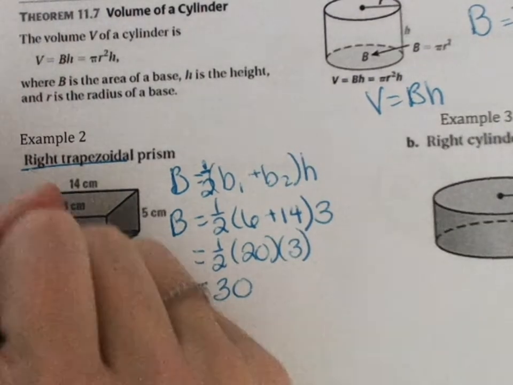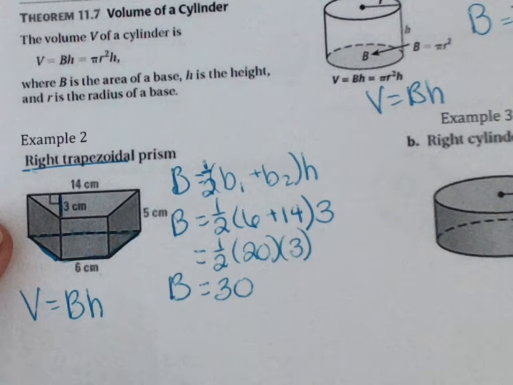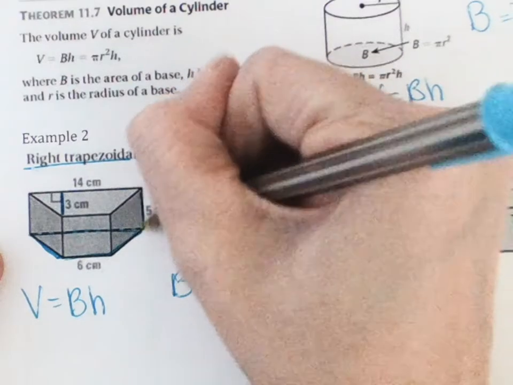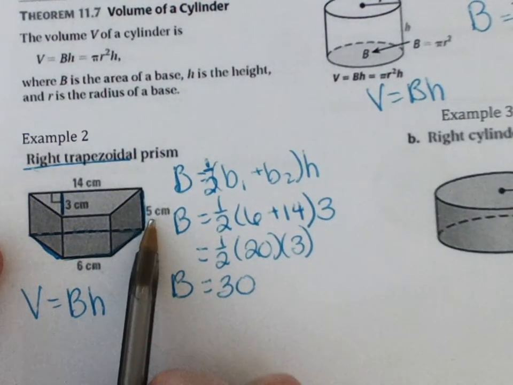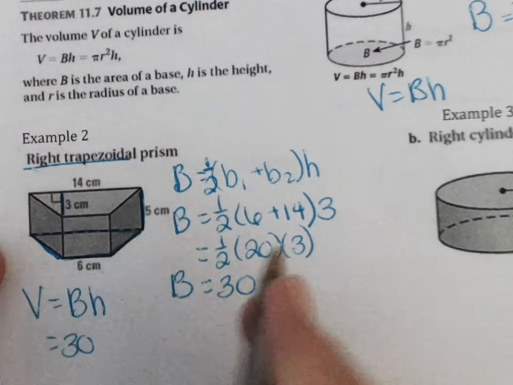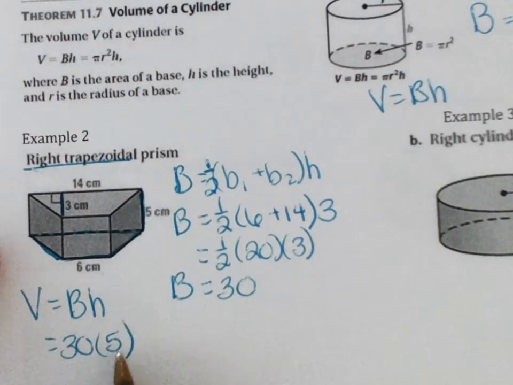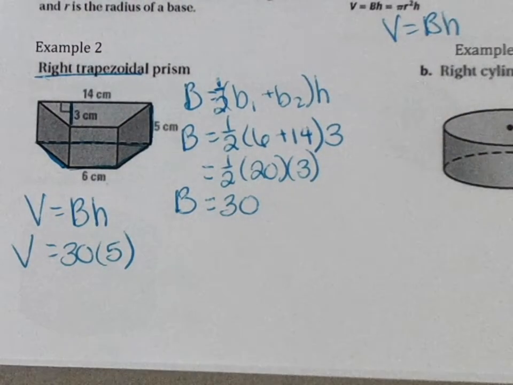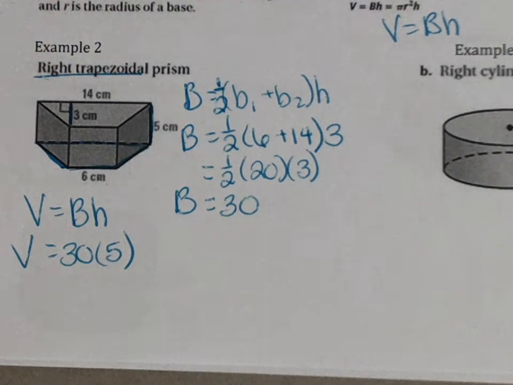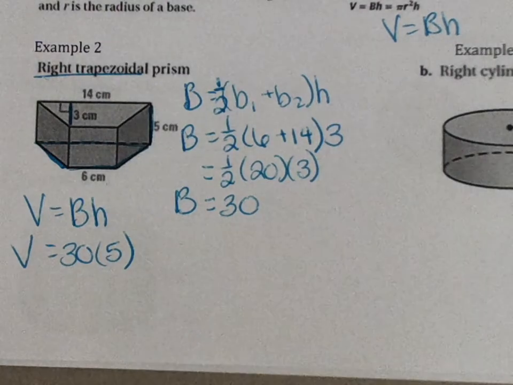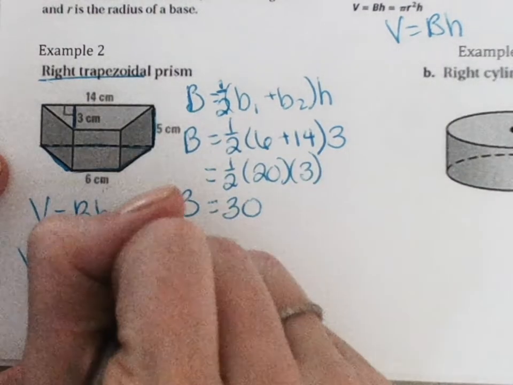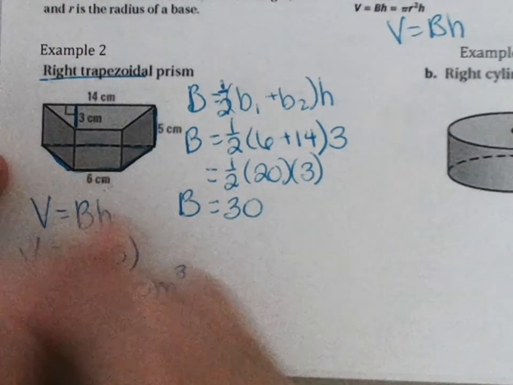Now to find the volume, remember I have the area of the base times the height. So this H is the height of the actual prism, which is right here. This 5 is the height of the prism. So I've got 30, because that's the area of the base, times 5, because that's the height of the prism. 30 times 5 gives me 150. Remember, I have to use my units, centimeters to the 3rd power, because we're talking about volume.